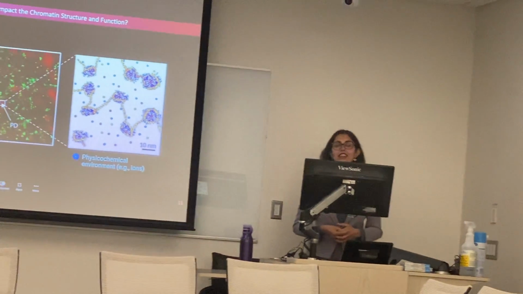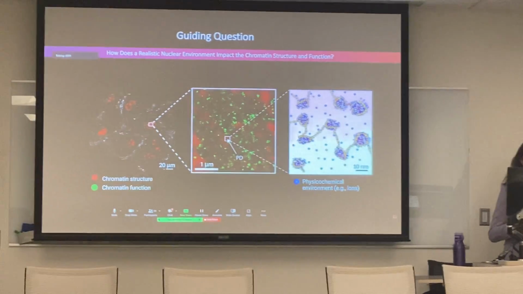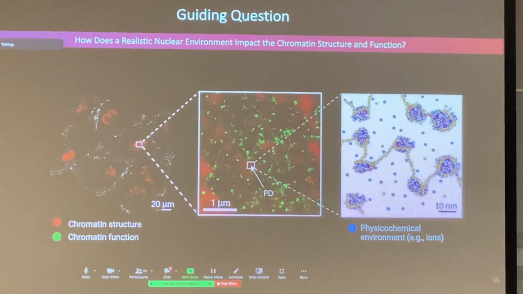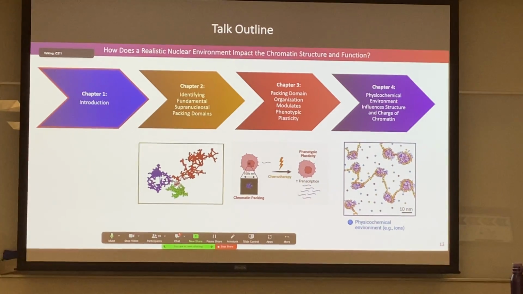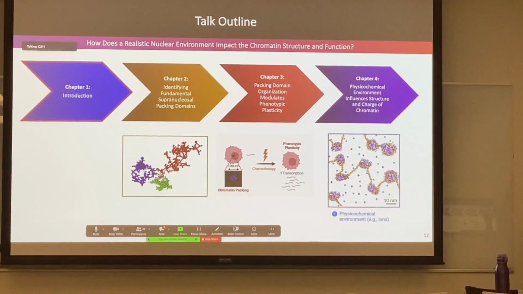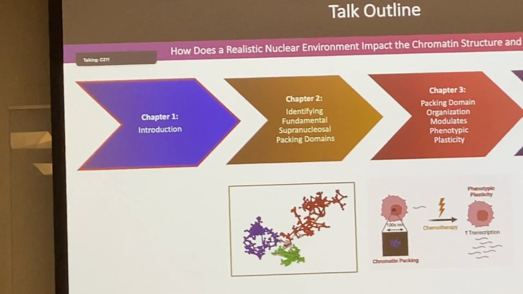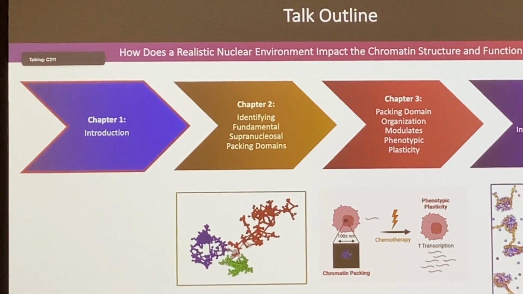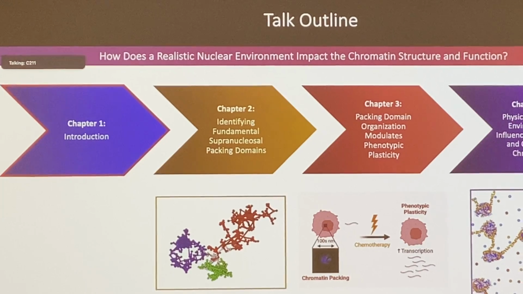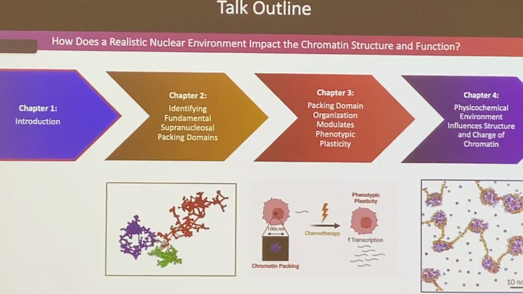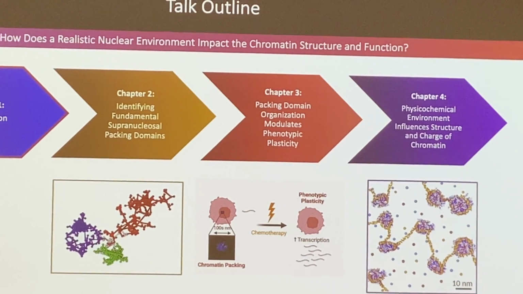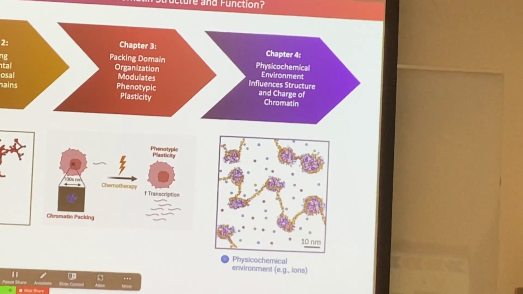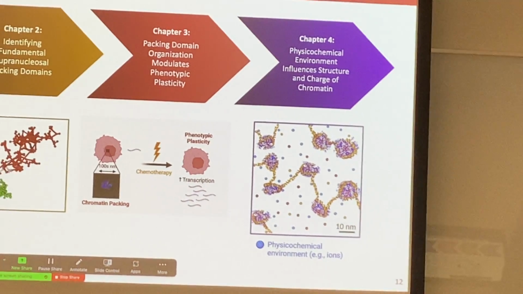So the guiding question that really underlies this thesis work that I performed is, how does a realistic nuclear environment impact the chromatin structure and function? And today I am going to outline the three major chapters of my thesis. First, I will define fundamental supernucleosomal packing domains. Next, I will investigate the functionality of these domains and how their organization modulates phenotypic plasticity, specifically in cancer cells. And then finally, I will talk about work where we are modeling how the physicochemical environment is influencing both the structure and charge of chromatin.